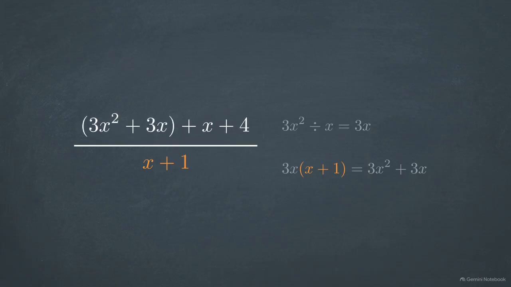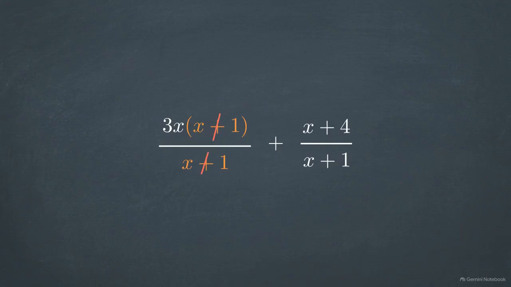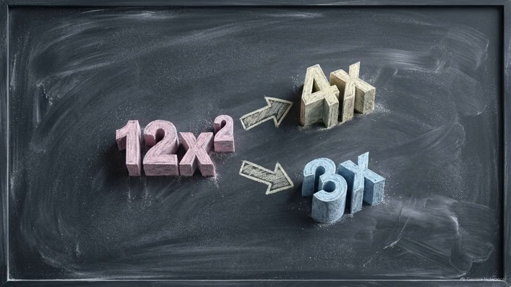So we split 4x into 3x plus x. By grouping the 3x squared and the 3x, we can factor out the x plus 1 and cancel it against the denominator, leaving 3x. Polynomial division is an act of reverse engineering. We are splitting terms to force the shape of the denominator to emerge.